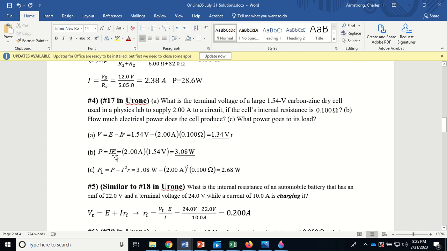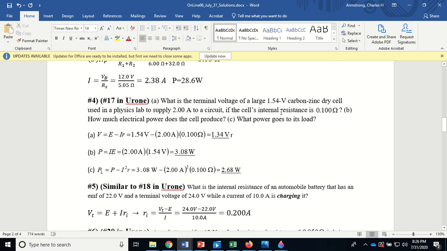How much electrical power does the cell produce? Well, power equals current times your EMF, so it should produce 3.08 watts. Okay. What power gets to the load? Okay, so the power that's going to get to the load is going to be equal to the 3.08 watts. This is what is supplied.